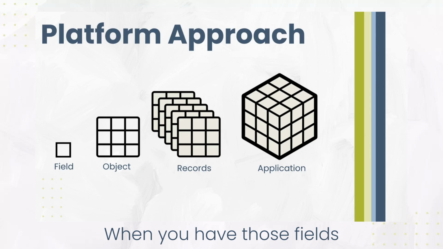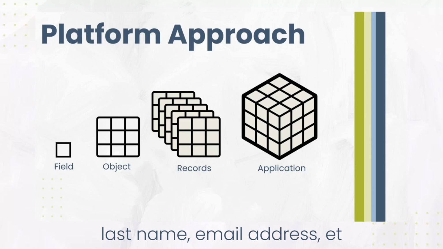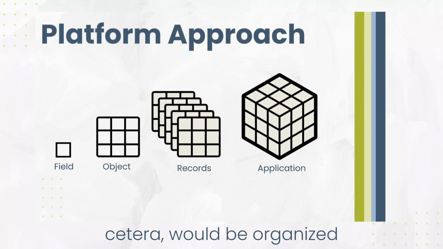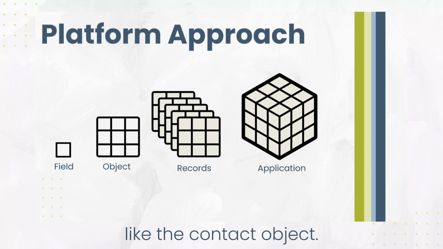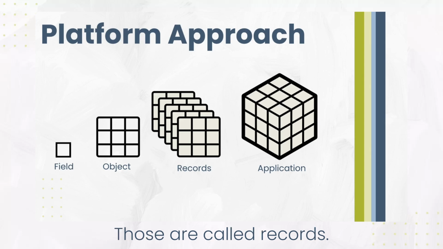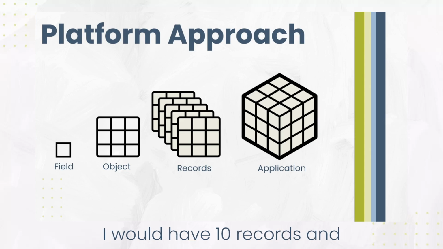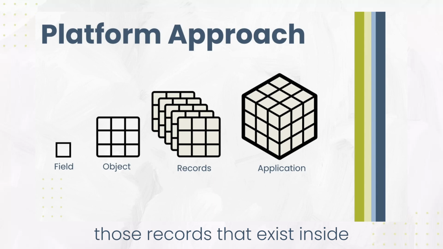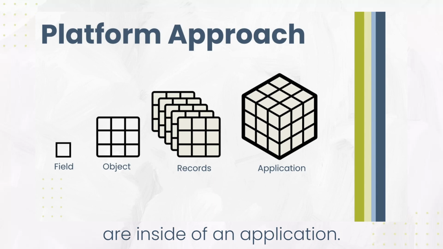When you have those fields organized into a structure, that's called an object in Salesforce. So all those fields like first name, last name, email address, etc., would be organized into an object. And that object would be something like the contact object, if you're familiar with that. As you add more contacts into your system in that contact object, those are called records. So if I had 10 people in my system, I would have 10 records. And those records that exist inside of an instance of Salesforce are inside of an application.